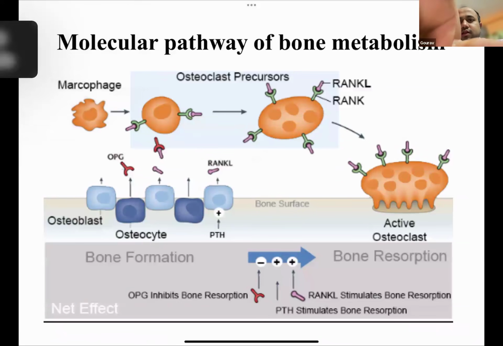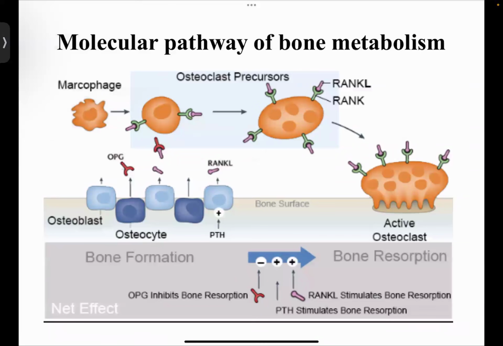Now I'll talk about the molecular pathway of bone metabolism. This is the normal bone metabolism. We have three types of cells in the bone. The majority are osteocytes: 90% of cells in the bone are osteocytes. The bone formation cells are osteoblasts, and the bone resorption cells are called osteoclasts.